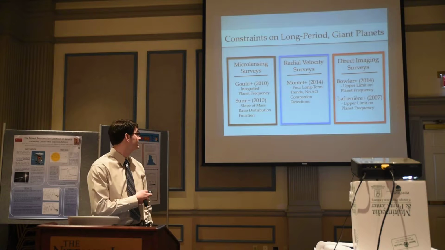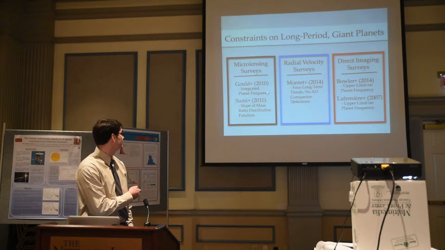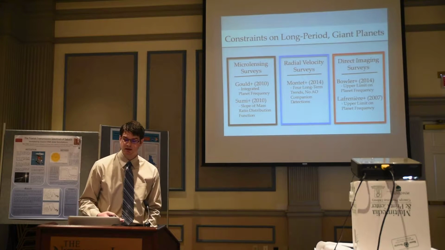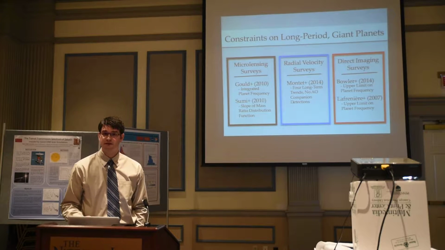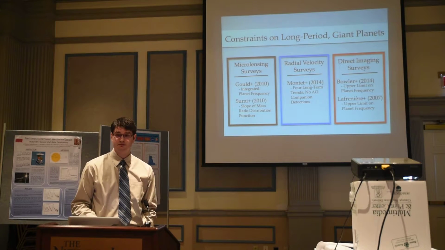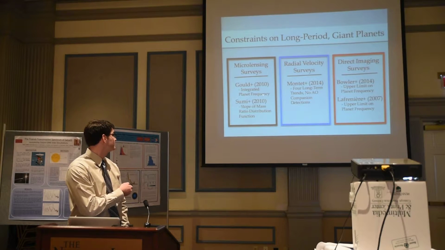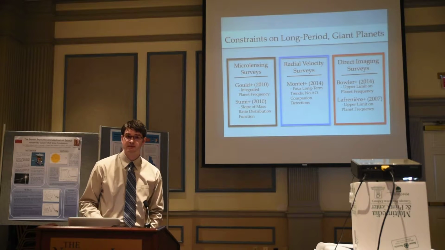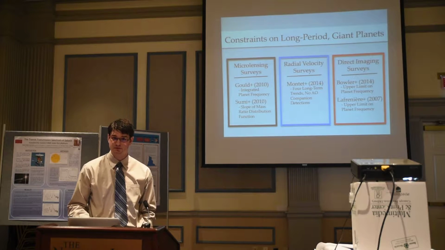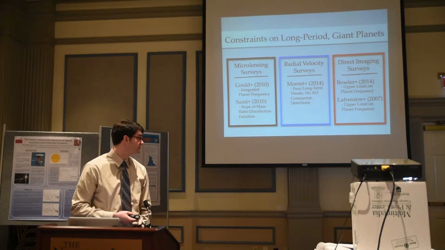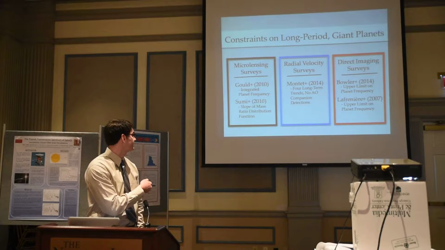And so for microlensing, we employ the results of the Gould and collaborators 2010 survey, which provided a measurement of an integrated planet frequency over a range in mass ratios and projected separations, and also the results of the Sumi et al. 2010 survey, which provided a measurement of the slope of the mass ratio distribution function over a similar region of parameter space probed by the Gould survey.